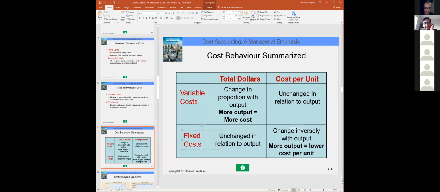And then fixed costs are unchanged in relation to output. So in total dollars, you increase the output, fixed cost is the same. But per unit, more output equals lower cost per unit. So I just want to make it clear when you guys are looking at the fixed cost and variable cost, because some students get confused. So is everyone clear now on that relationship? Yes. Let's look at it. Yes.